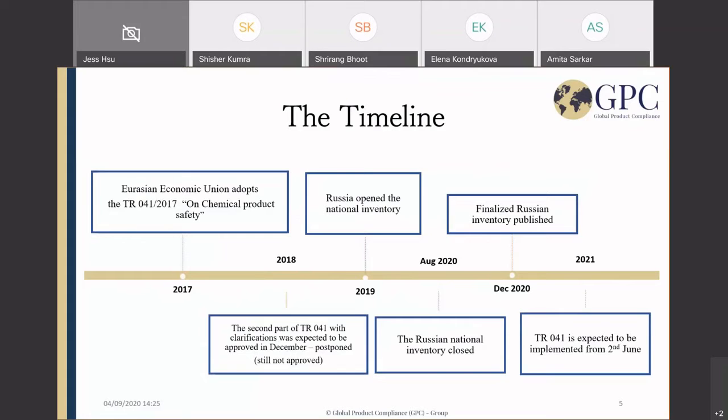Also in 2019, Russia opened its national inventory for notification of chemical substances, and it closed this August, 1 month ago, and it will be finalized by Russian authorities and published in December 2020. I will go through the Russian inventory in more detail and explain why that is important. And also in 2021, as said, on the 2nd of June, the regulation is expected to be implemented. After that date, all the manufacturers and importers are expected to comply with the regulation.